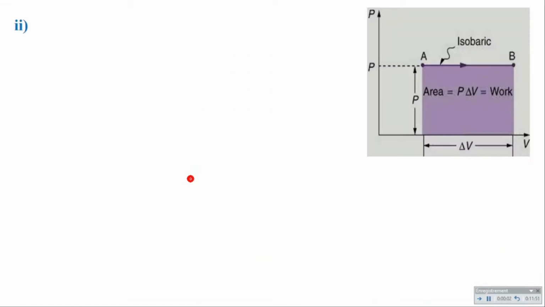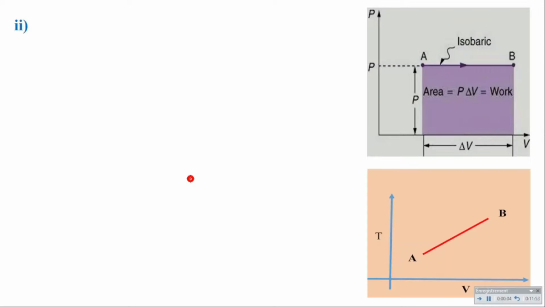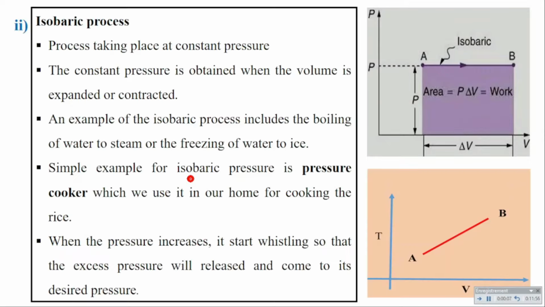Now we need to move to the second sub-question, where we need to explain different processes. We need to start with the isobaric process. What is an isobaric process? An isobaric process is a process taking place at constant pressure. The constant pressure is maintained when the volume is expanded or contracted. Here also we have expansion and compression, but it should expand and compress at constant pressure.